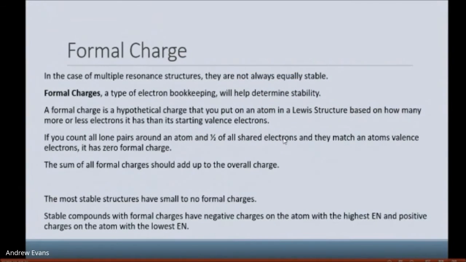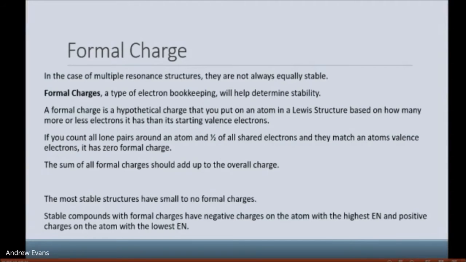So now here's a new concept we have to put into our Lewis structures. And this is a formal charge. There's a difference between a valid Lewis structure and the best Lewis structure. When we have multiple different possible structures, not all of them are equally stable. A formal charge is a type of electron bookkeeping where we're going to help determine which atom is the most stable. How to calculate a formal charge?